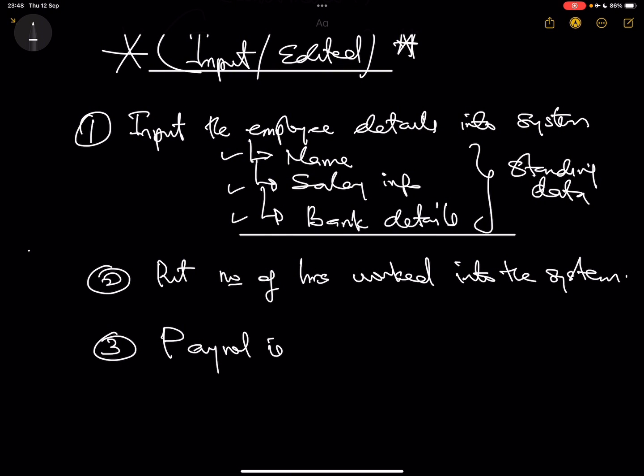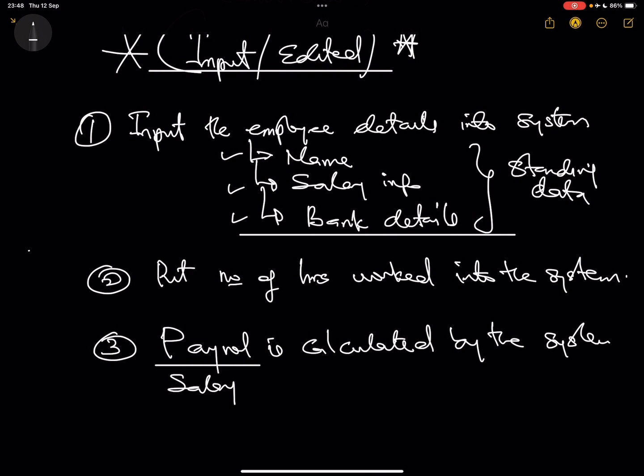So payroll is calculated by the system. When I say payroll, it means the amount of salary. This is salary that we're talking about. So it's just used intermittently. So payroll is calculated by the system.